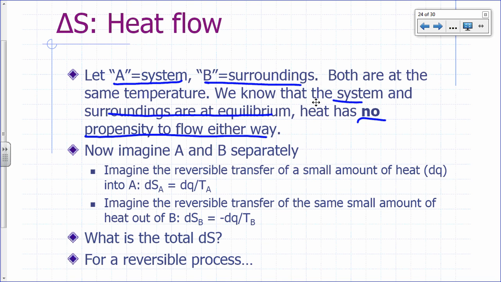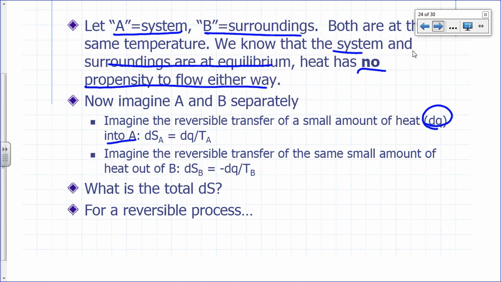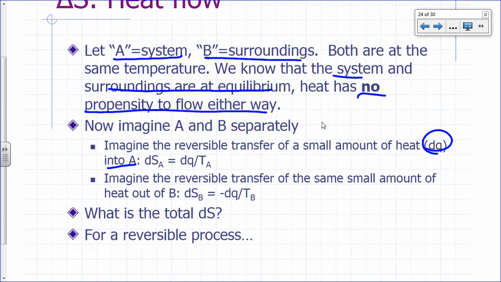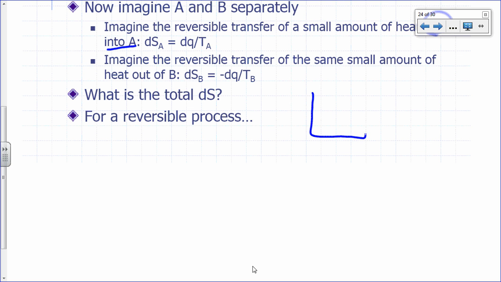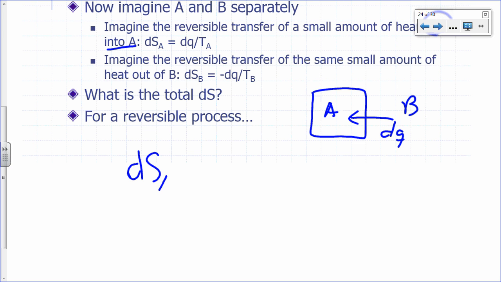Okay? So we're going to imagine a reversible transfer of a small amount of heat, dQ, into A. So we have A and B. I'm going to have A here and B. I'm going to imagine that a small amount of heat transfers from B to A. So what's dS for A? It's just equal to dQ over the temperature of A, right?